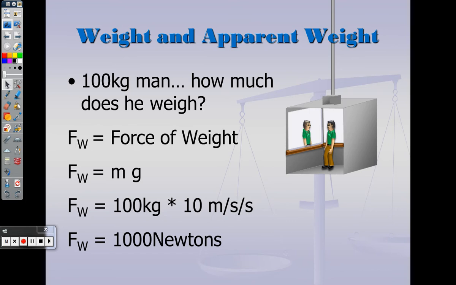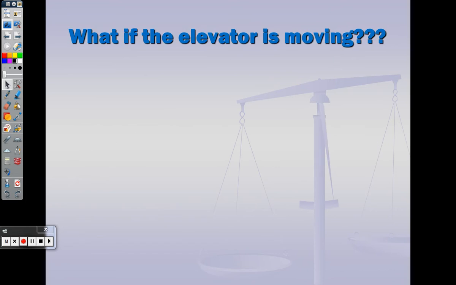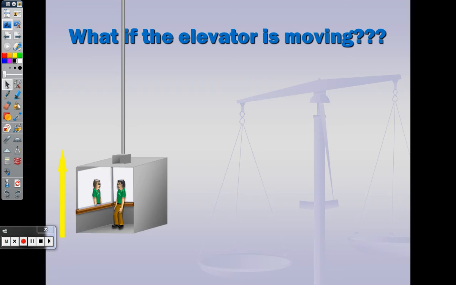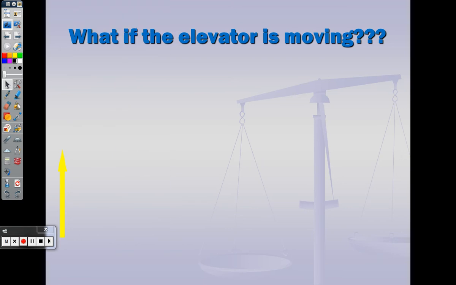Okay? So, first example, if the elevator is going up, okay? Elevator's going up. What do you guys think? Same, more or less? More. More, less? If you think it's more, tell me why. Why do you think it's more? Alex.